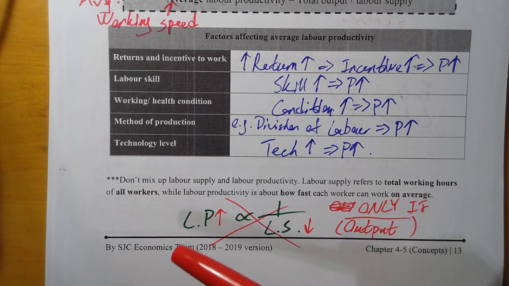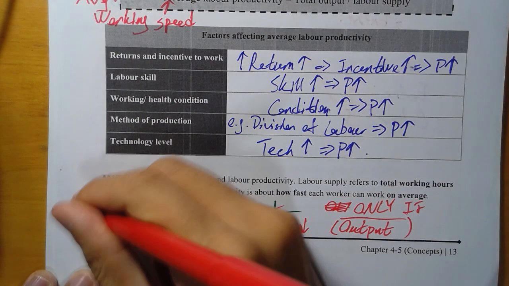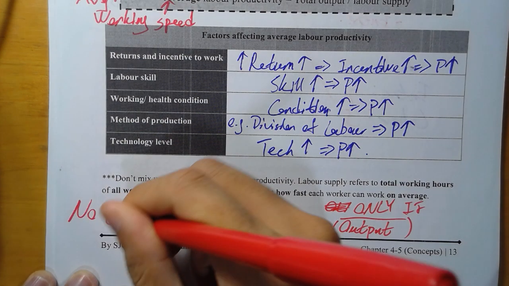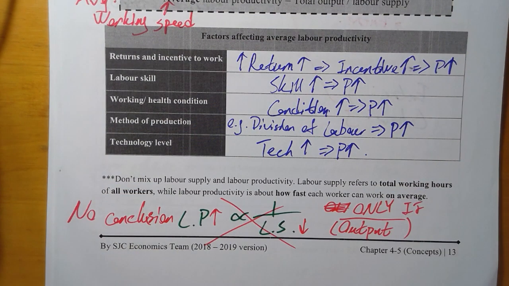With more people, I ask you, what happens to output? It may increase, it may decrease, it may stay unchanged. Even if it has increased, we don't know by how much. So if the question has not told you the output is constant, then actually you have no conclusion about the others.